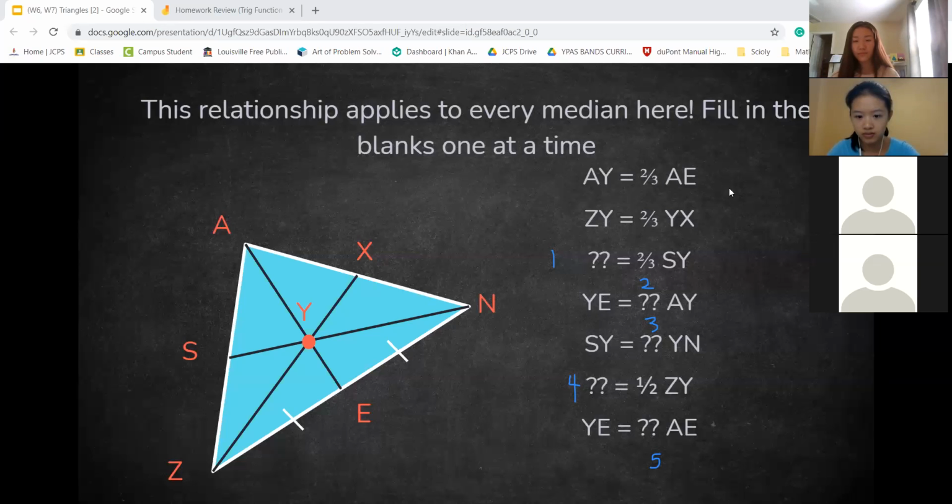I don't understand something, or something's confusing me. It says AY is 2/3 of AE, but, sorry, I meant ZY equals 2/3 of YX. Oh yeah, I think that's wrong actually. I think there are a couple issues with this slide.